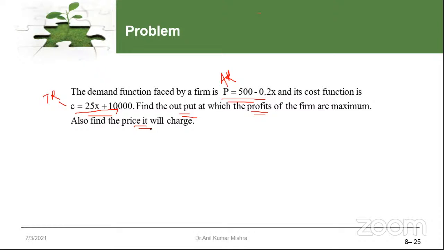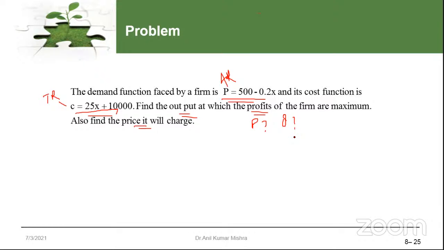So average revenue is given, total cost is given. The question is to find the profit maximizing output and what the price is. Two things are asked. You have to calculate the equilibrium price, and the second question is the equilibrium quantity. Those things you have to calculate from this particular problem.